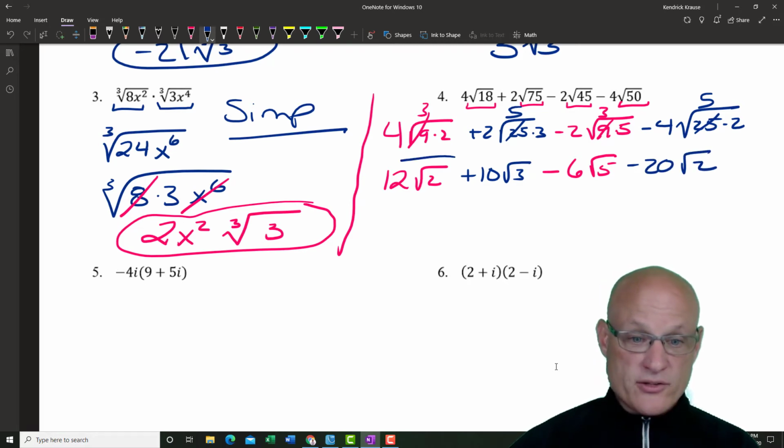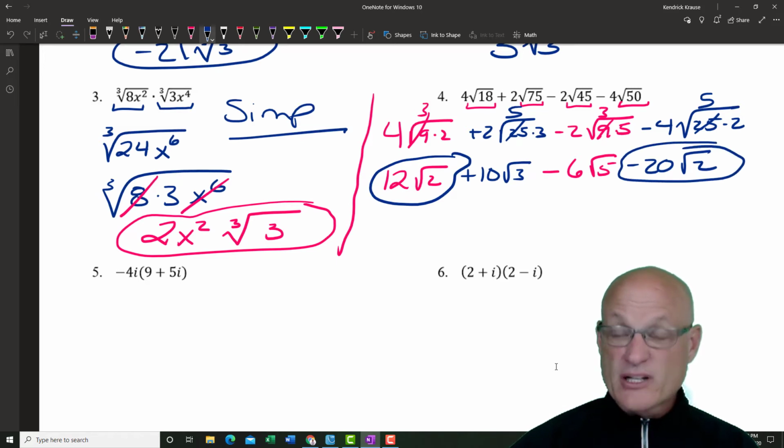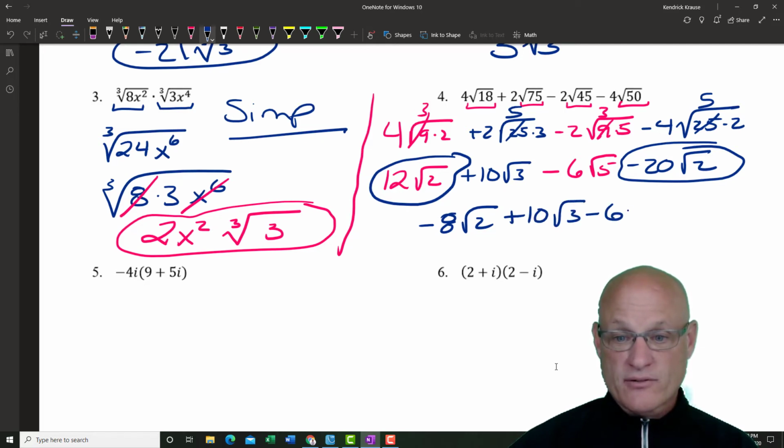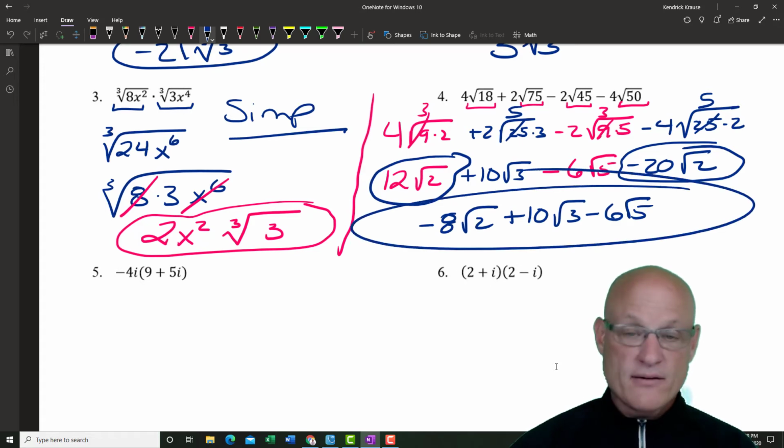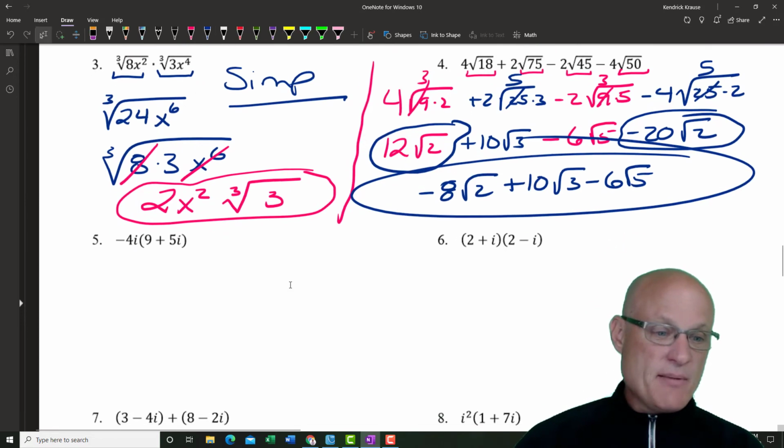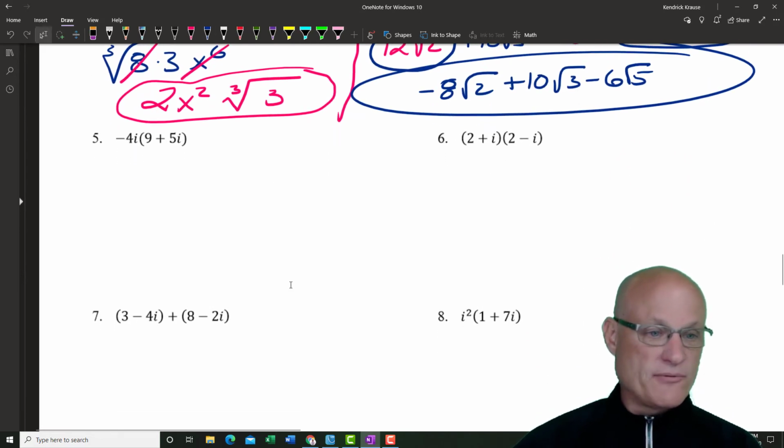So the only two things that can be combined are this one and this one because they both have radical 2. Everything else just kind of comes along for the ride. So 12 minus 20 is negative 8 square roots of 2 plus 10 square roots of 3 minus 6 square roots of 5. Let's deal with some imaginaries. Actually, they become the easier stuff, quite frankly. You just got to remember that i squared equals negative 1.